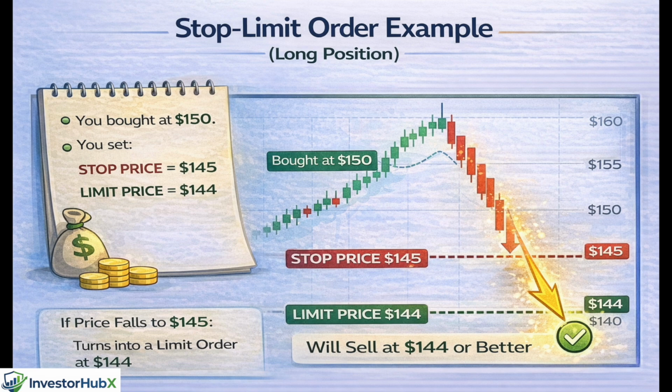Let's say you bought a stock at $150. You set a stop price at $145 and a limit price at $144. If the price drops to $145, the stop is triggered. But instead of becoming a market order, it turns into a limit order at $144. This means the stock will only sell at $144 or better. However, if the price crashes below $144 too quickly, your order may not be filled. So remember, a stop limit order controls price, but does not guarantee execution.